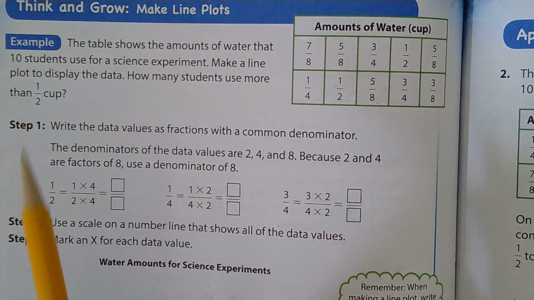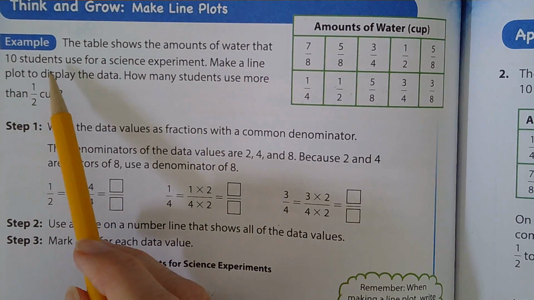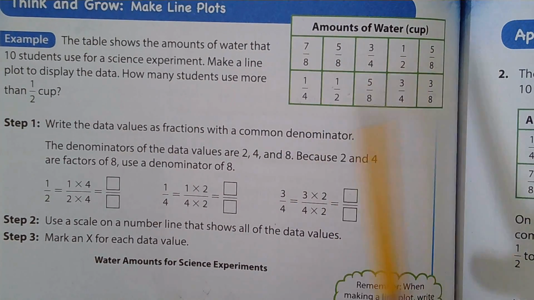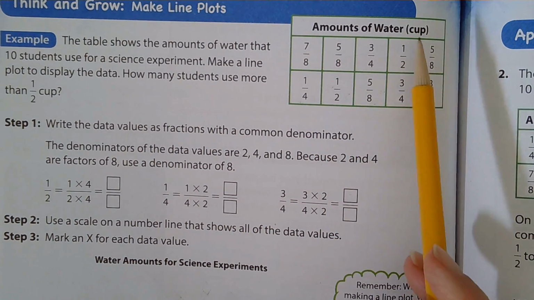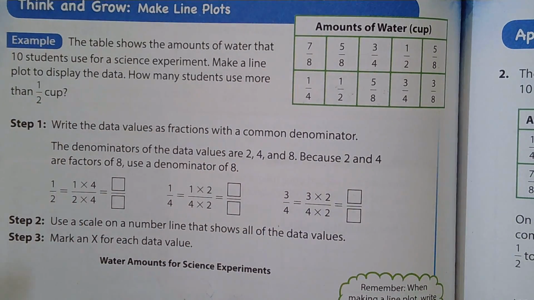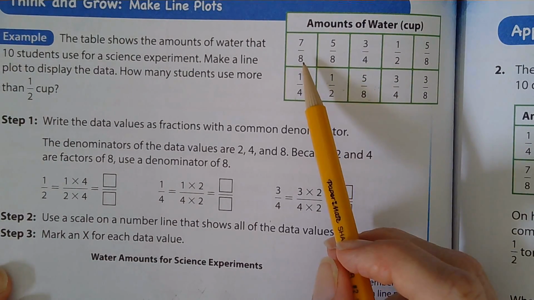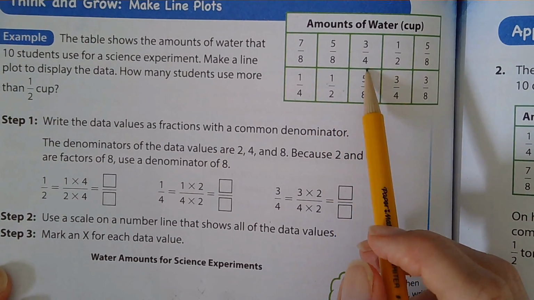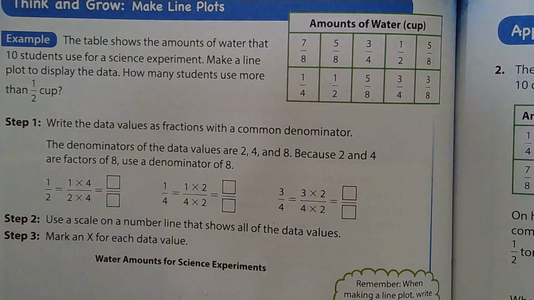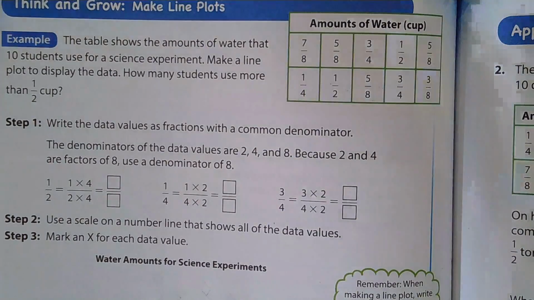This example on page 546 says the table shows the amount of water that 10 students use for a science experiment. So we've got this table. There's 10 different amounts here. It's in cups. Make a line plot to display the data. How many students use more than a half a cup? Well, the problem here is that there's eighths, there's fourths, and there's halves. So we need to get them all to where they are at an 8. All to the same denominator.